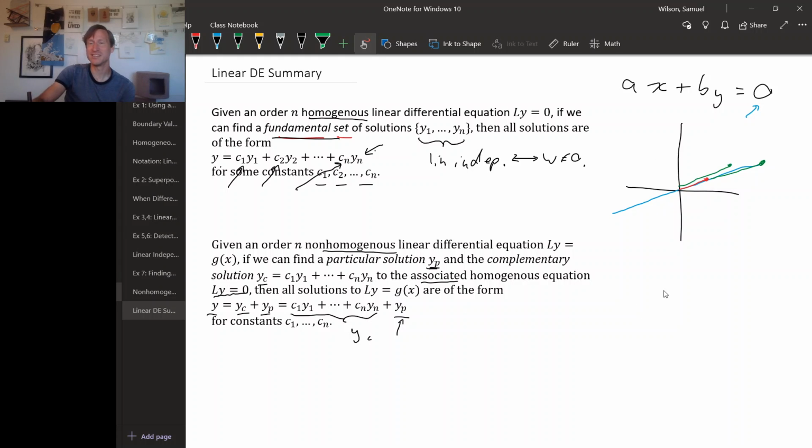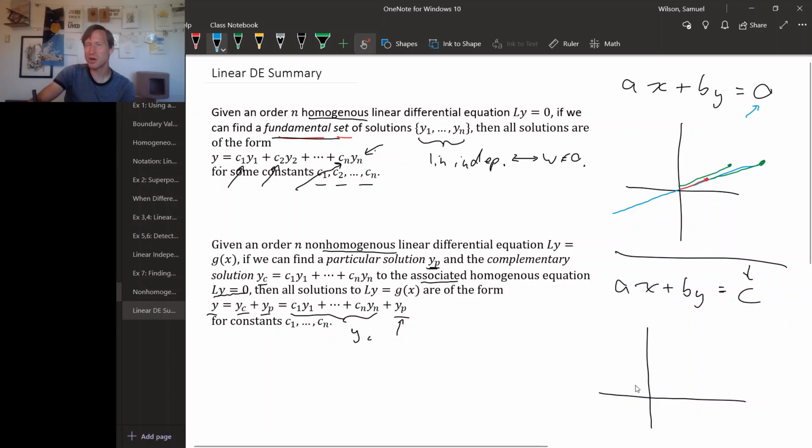For a non-homogeneous equation, well, for an algebraic equation, that would look like ax plus by equals c. And this c here means you would get a line parallel to the first one, but it wouldn't go through the origin. It would be up here somewhere. Remember, to the homogeneous equation, we had this dotted line down here. So a particular solution in this situation is just some point on the line. So there's y sub p.